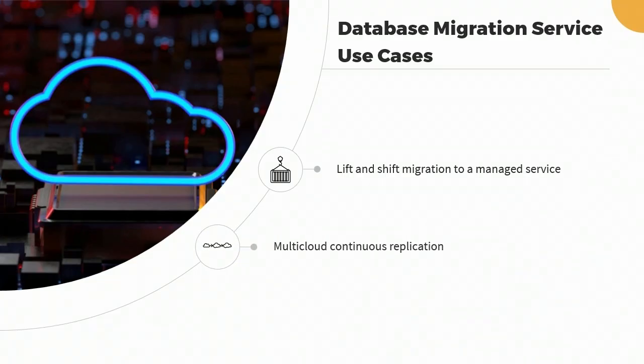I could have multi-cloud continuous replication. So if I have read replicas across regions, or if data exists in another cloud provider, a migration job can be set up which continuously replicates the database into Google Cloud, so I can have multi-cloud read availability. This is where I can use DMS to support this scenario.